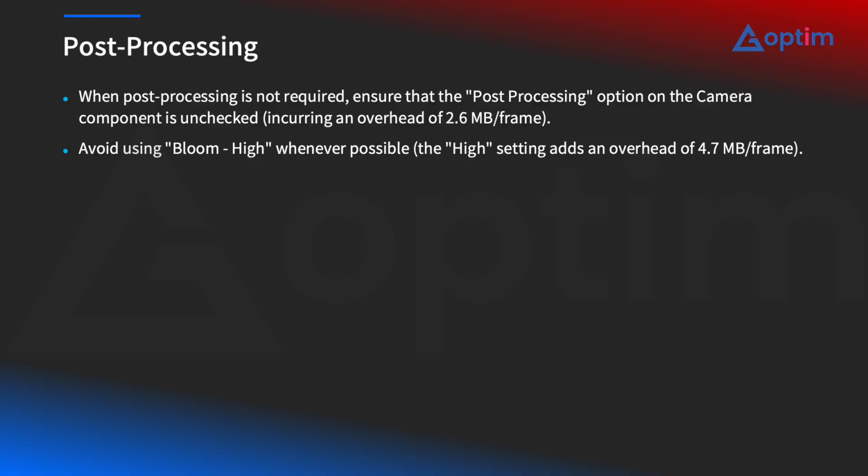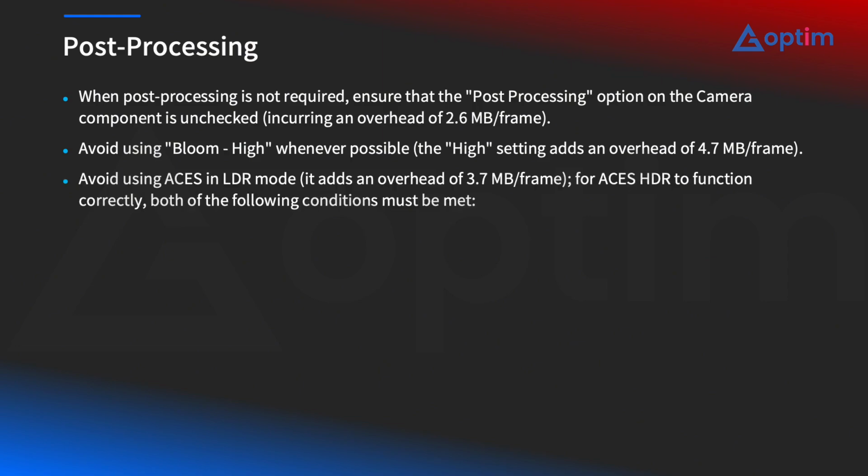Second, the difference between bloom variants. Bloom high and standard bloom usually have very small visual differences, but the performance gap is significant. Therefore, Bloom High is not recommended in performance-sensitive scenarios. Third, tone mapping, especially ACES. One important point here, ACES is significantly more expensive under LDR conditions. From our tests, using ACES in LDR adds about 3.7 M clocks per frame compared to HDR.